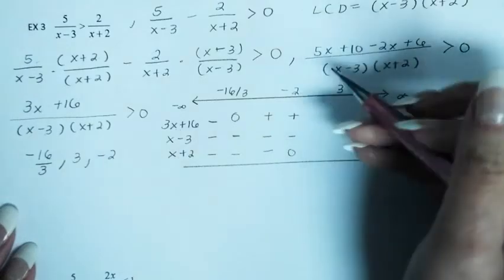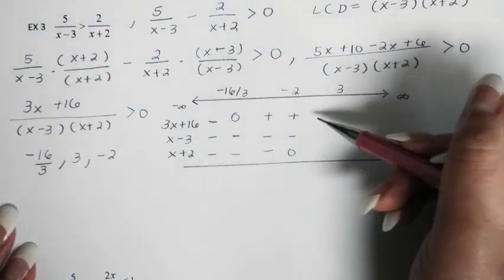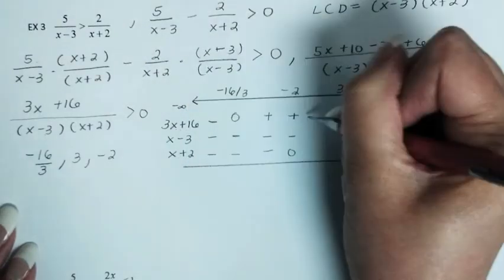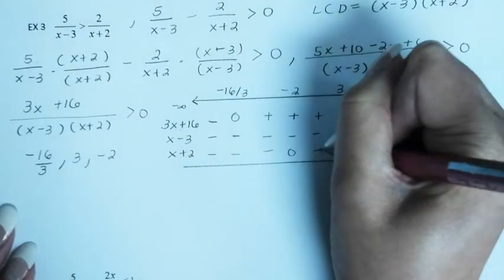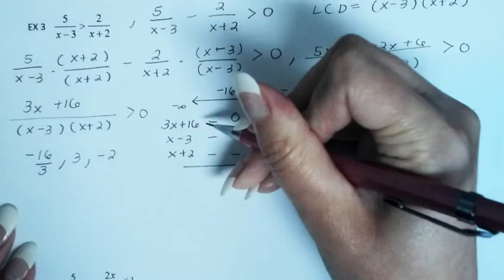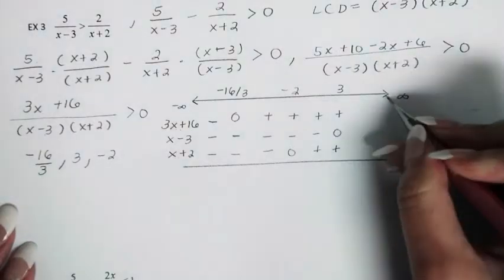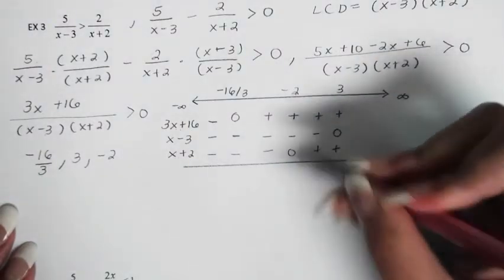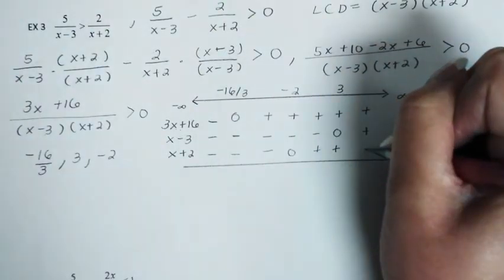After that, I would select a number between negative 2 and 3. For me, 0 is always my favorite. If I plug in 0, that's going to be positive, that one negative, and that one positive. If you plug in 3, that's positive, that one is going to be 0, and that one positive. And after that, you select a number between 3 and infinity, which I would select 4. If you plug in 4, all three are going to be positive.